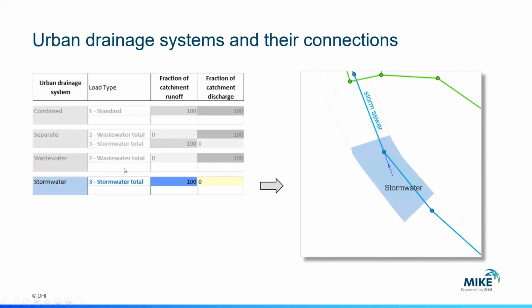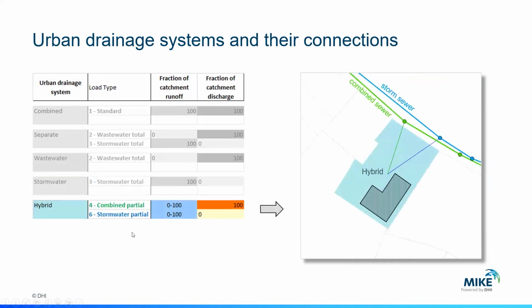Same goes for stormwater. This is now a street. There is no building here. It only creates stormwater, and this stormwater is connected to the storm sewer. In theory, you could also use a standard link because there is no wastewater produced here, but I think it's easier to understand.